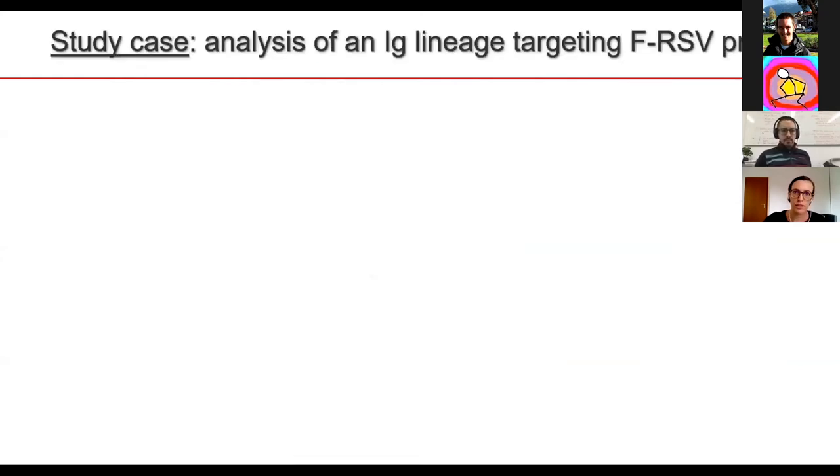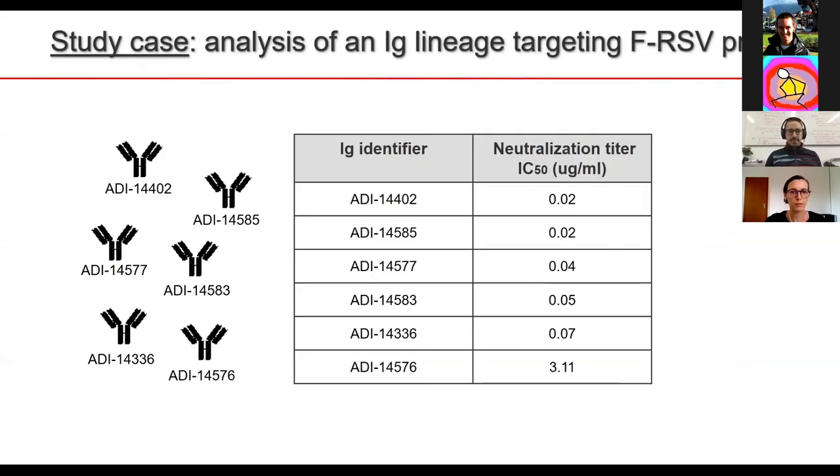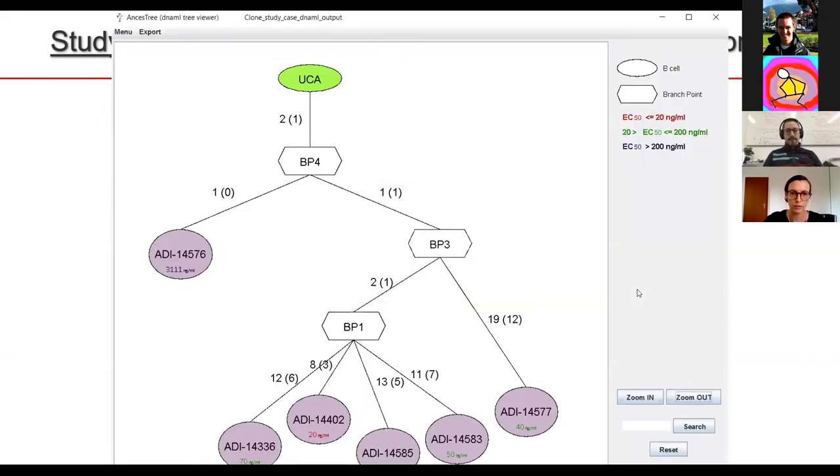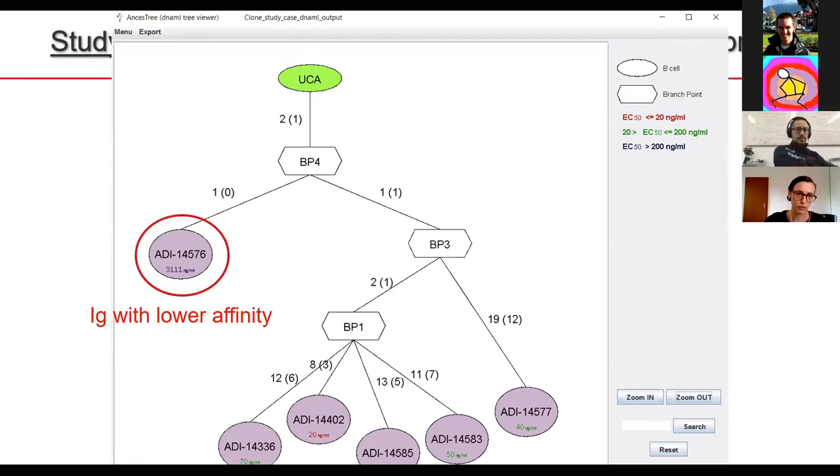So now let's take a study case. We took these antibody sequences from a paper. It's six antibody sequences that are against the fusion protein of the RSV virus. As you can see, there is one antibody that has a lower affinity compared to the others. So we made the clonal family and we inferred the tree of this clonal family. This is a graphic interface of Ancestry. And as you can see straight away, the antibody I was talking about with the lower affinity is already apart in the tree.